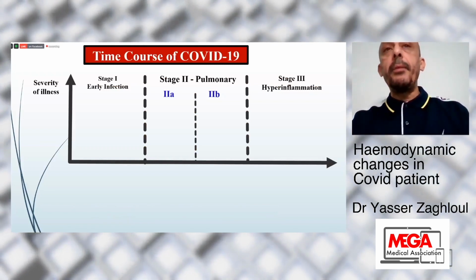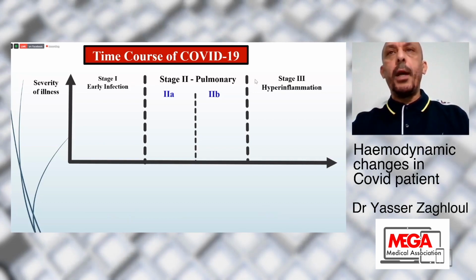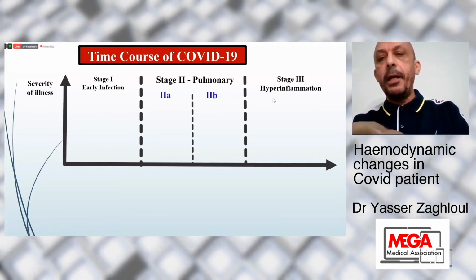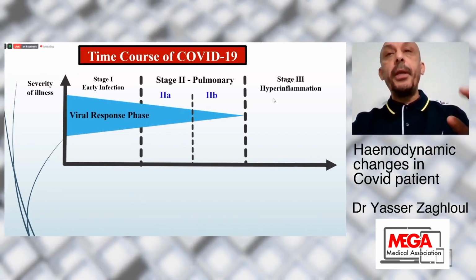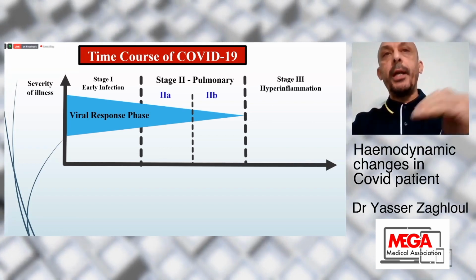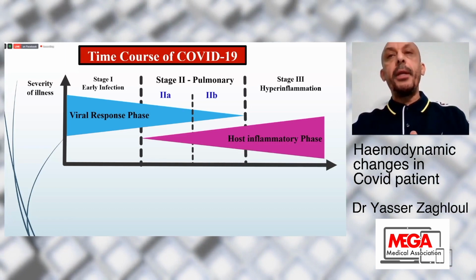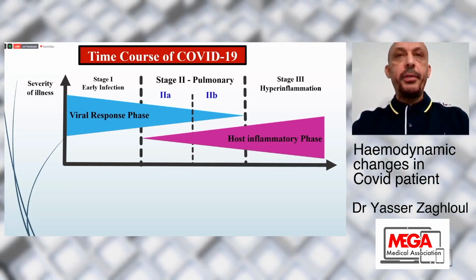Now, what is the time course of COVID patients? We have three stages, stage 1, 2, and 3. Stage 1 is due to the early infection, then pulmonary, then hyperinflammation. The viral response phase takes stage 1 and stage 2, and after that, the host inflammatory phase, maybe hyperinflammation, by the end of stage 3.